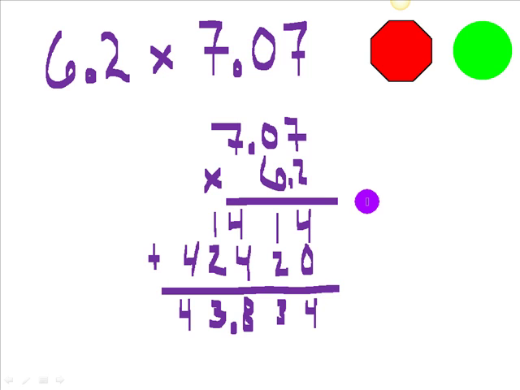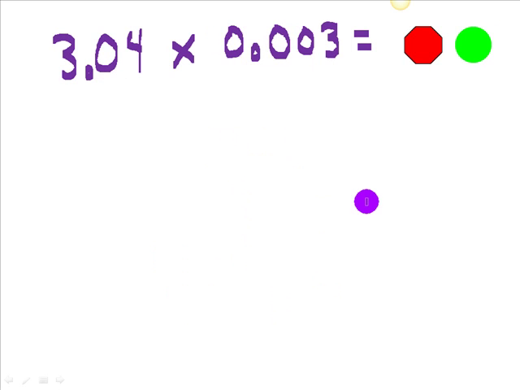All right, let's try another example. 3.04 times 0.003. Click on the stop sign. Okay, well, let's see how you did. Well, I want to line things up so that it's easiest for me. I'm going to put this number on the bottom. That'll make things easy for me. So I'll get the same answer no matter what I do.